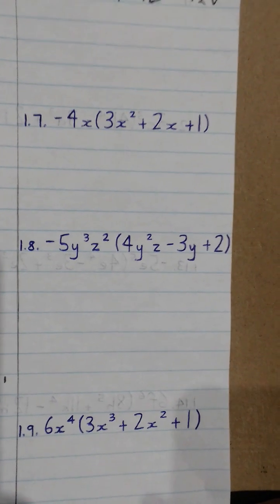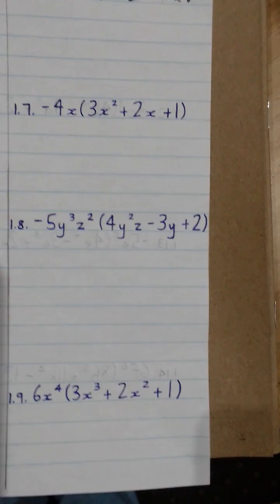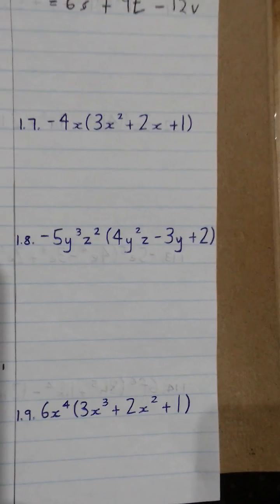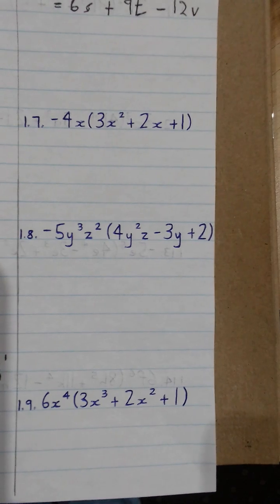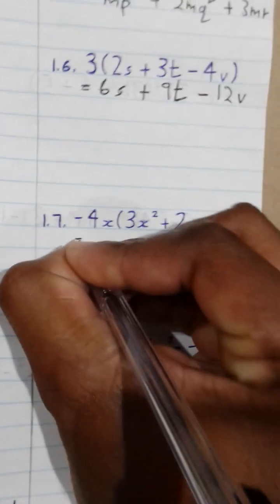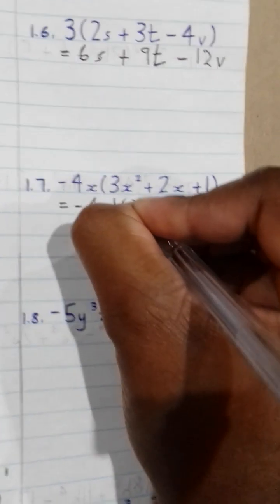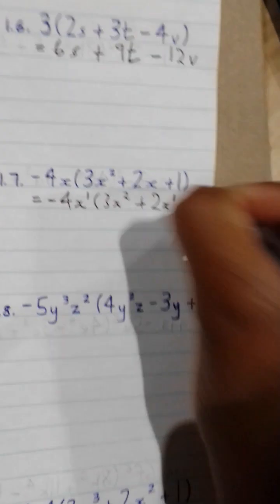1.7, negative 4x, open bracket, 3x squared plus 2x plus 1, close bracket. X externally as well as x internally. So the first step is to make sure that everything has an exponent. So it's going to be negative 4x to the power of 1, 3x to the power of 2, plus 2x to the power of 1, plus 1.